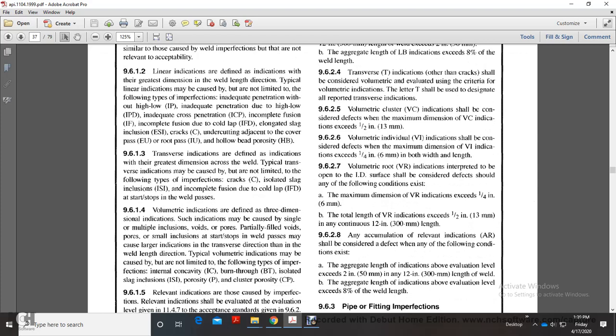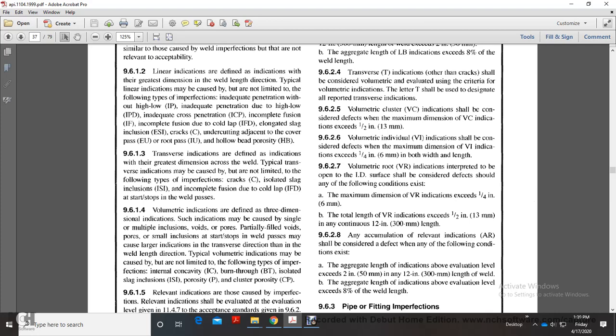Volumetric root indications are interpreted to be open to the inside diameter or subsurface. They shall be considered defects should any of the following conditions exist: the maximum dimension of the volumetric root indication exceeds 1/4 inch, or the total length of volumetric root indications exceeds 1/2 inch in any continuous 12-inch length.